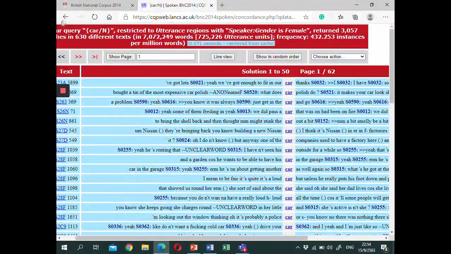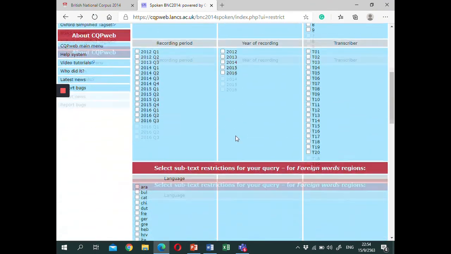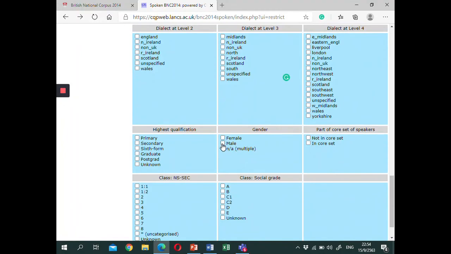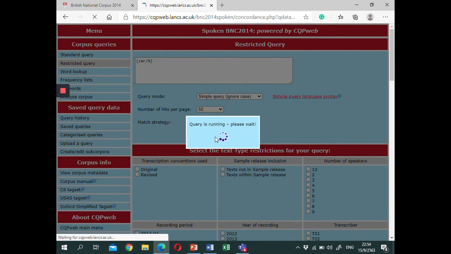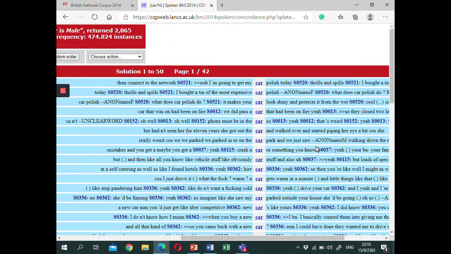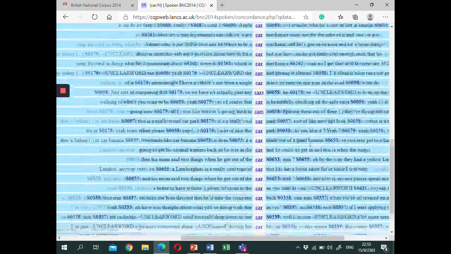Next, you can go back and change the restriction to male, and then start query. You can look at the frequency per million words, and you can check out the concordance lines to identify the similarities and differences between males and females' uses of the lemma car.